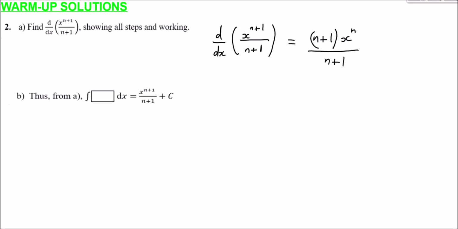Then you'll see the denominator has the same factor as the numerator. So I can divide through by n plus 1 on both top and bottom. Therefore, if I differentiate this weird thing, I just get x to the n, which is a nice way of showing that if we integrate x to the n with respect to x, we get this standard result: x to the power n plus 1 divided by the new power, plus the arbitrary constant of integration.